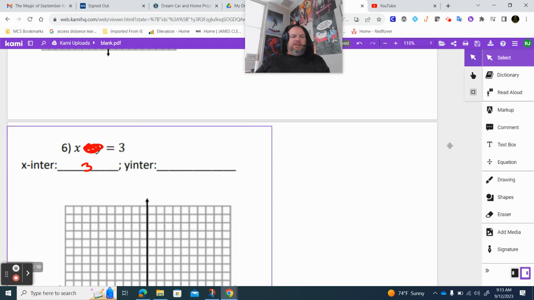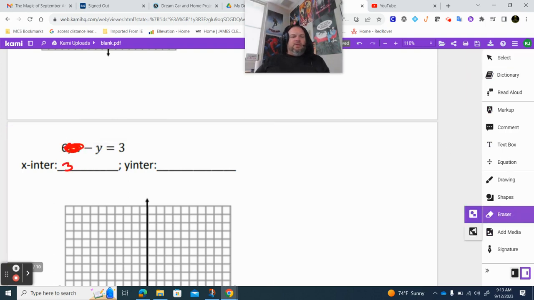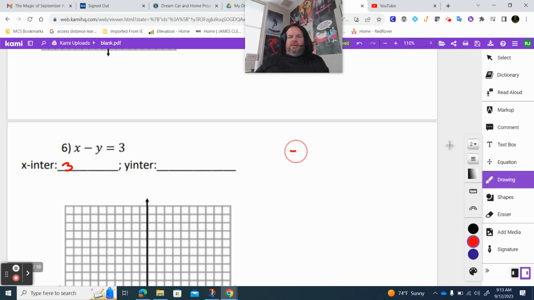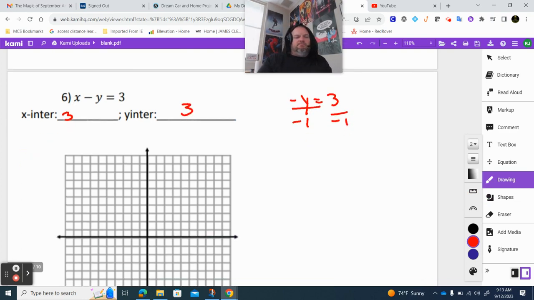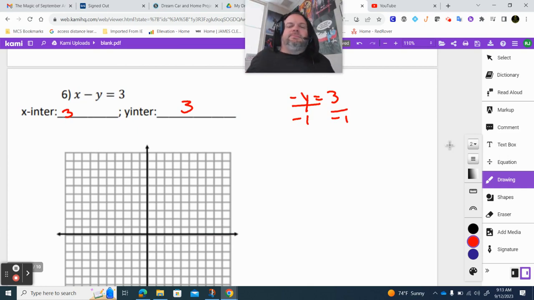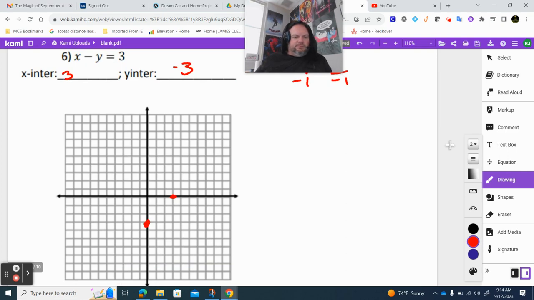And your y-intercept, we cover that up. We're left with negative y equals 3. So we should get negative 3. 1, 2, 3. 1, 2, and 3. Oh, almost. So close.